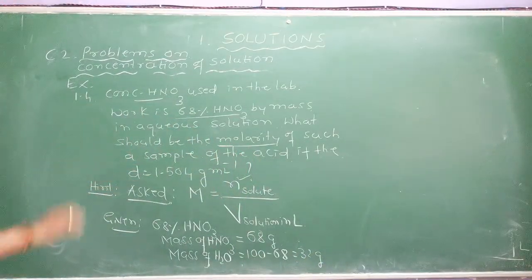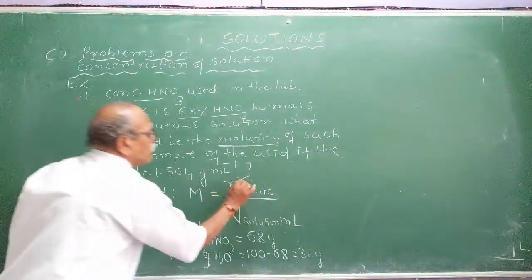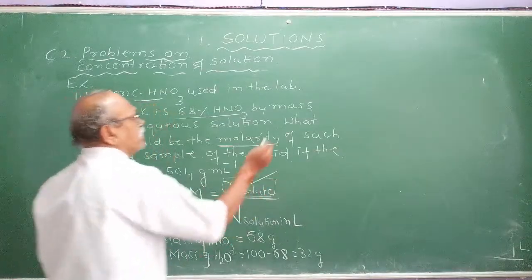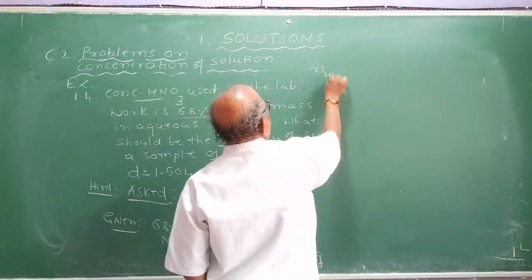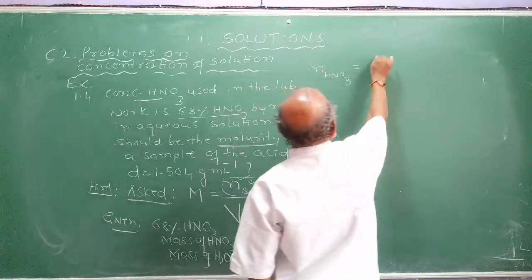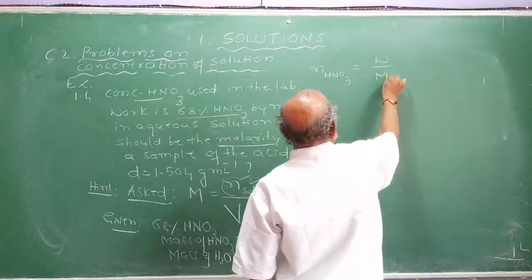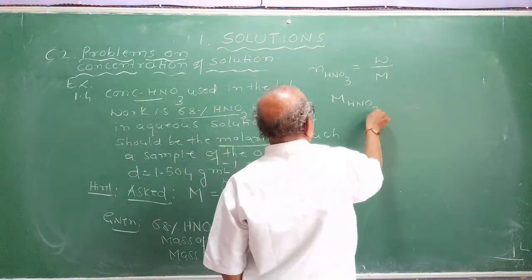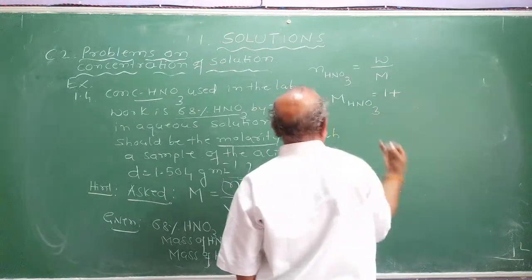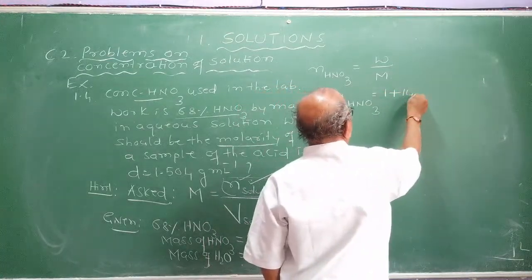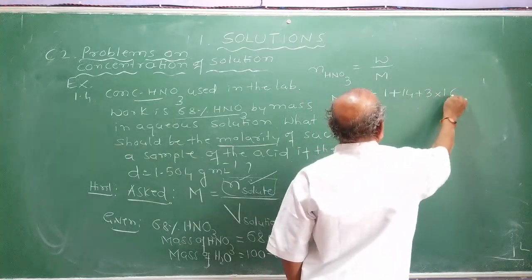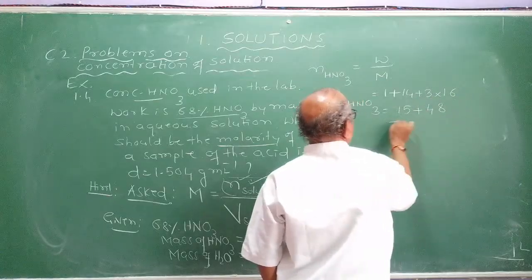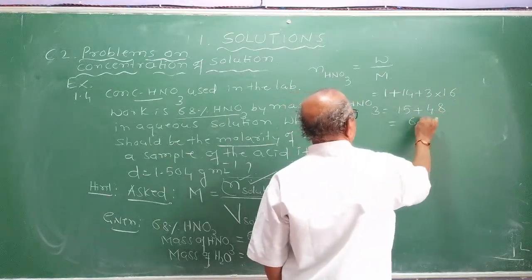Mass of the nitric acid you got. First you want to get the numerator, the number of moles of HNO3. To get the number of moles of HNO3, the formula is mass of HNO3 upon molecular weight. How can you get the molecular weight of HNO3? Hydrogen 1, nitrogen 14, plus 3 atoms of oxygen, 3 into 16, which is 48. Add them: 1 plus 14 plus 48, 63 grams.